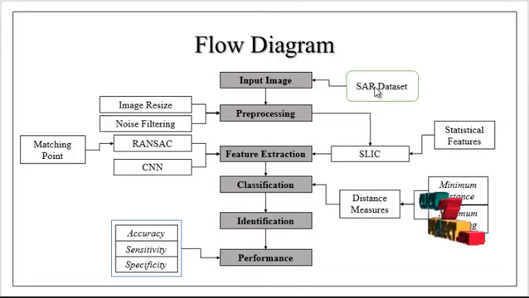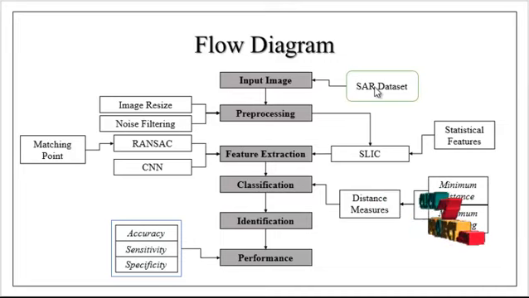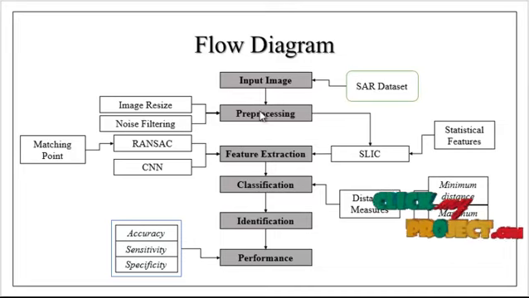After the selection of the image from the dataset, the corresponding pre-processing will be carried out. In this pre-processing step, we have two kinds of pre-processing. One is the image resize, and the second one is the noise filtering. The resize is carried out to resize the image to the size of 256 cross 256, which means the number of rows will be 256 and the number of columns will be 256. After doing this, the filtering is applied to remove the noisy pixels from the image.